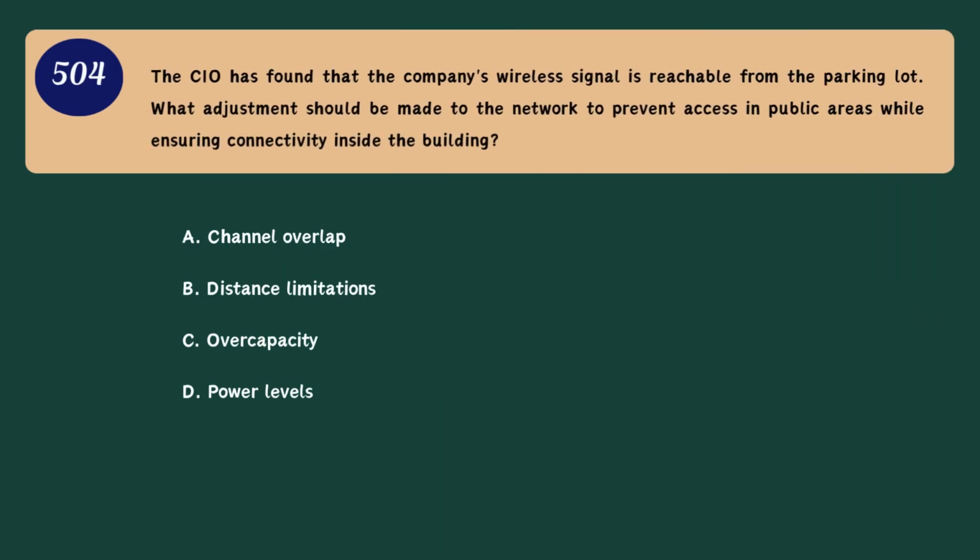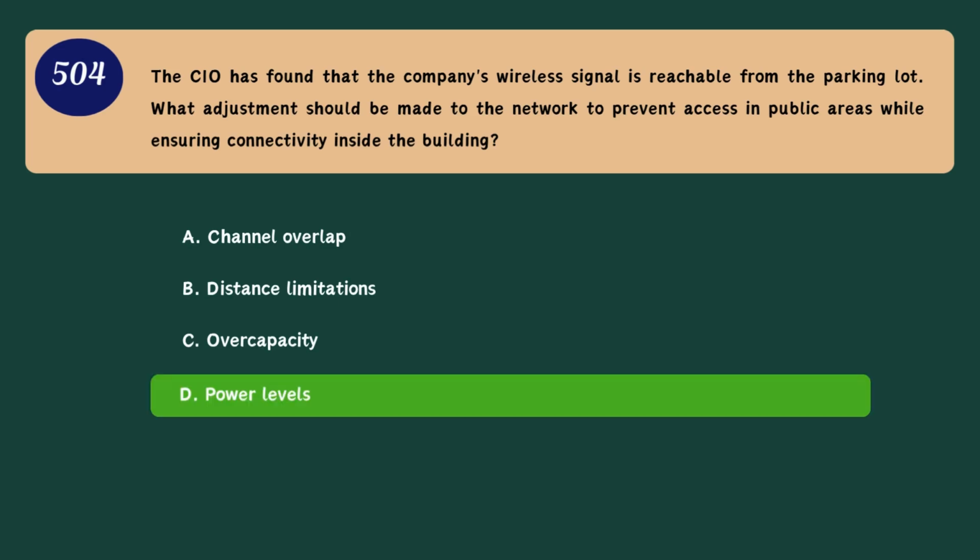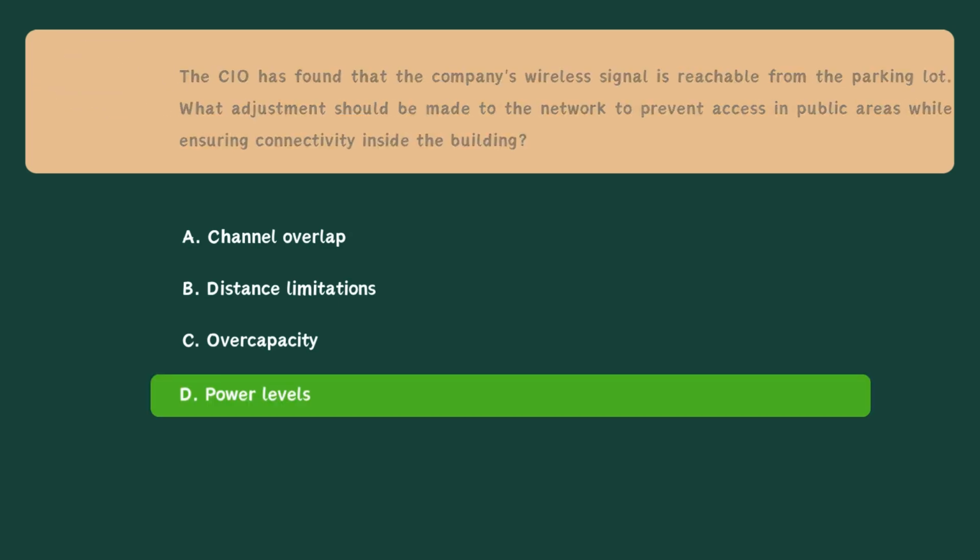Question 504. The CIO has found that the company's wireless signal is reachable from the parking lot. What adjustment should be made to the network to prevent access in public areas while ensuring connectivity inside the building? A. Channel overlap. B. Distance limitations. C. Overcapacity. D. Power levels. Correct answer. D. Power levels.